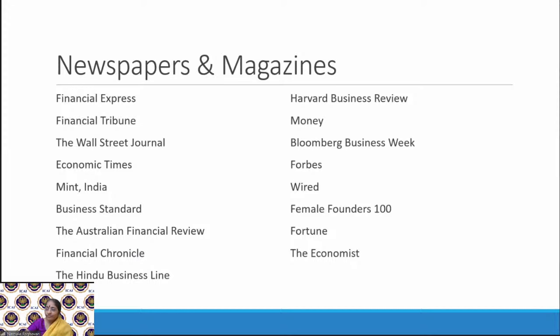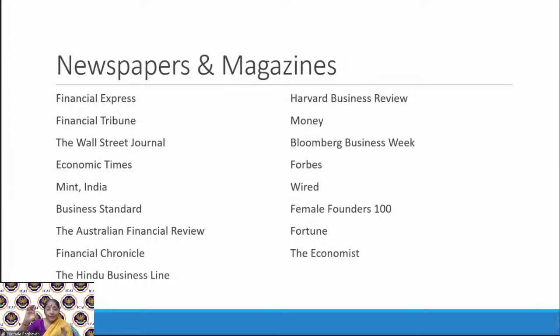Come on, fast. Because you don't have to subscribe to all these magazines and newspapers at one go. Say this month, January, you can subscribe to Financial Express. These are free newspapers and magazines available on the net. You have something called InShorts, and that gives you all newspapers and magazines, and they're all free.